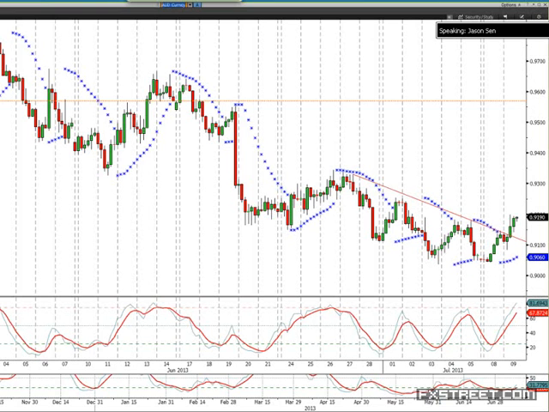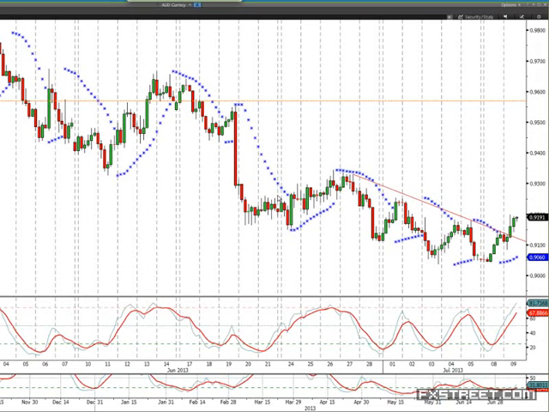Okay, so that's the Aussie and the Euro. I'll look at the Canadian while we're on the subject.